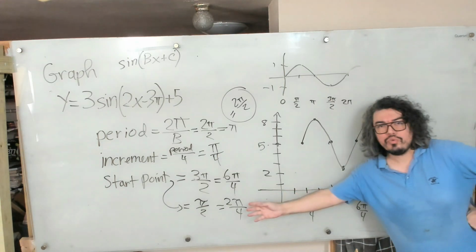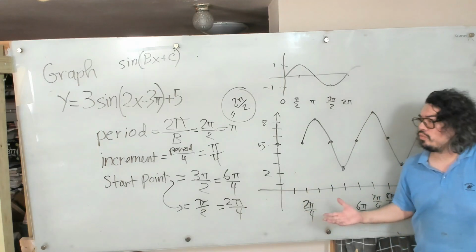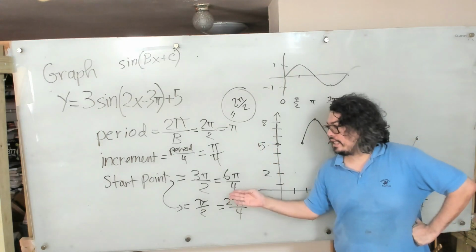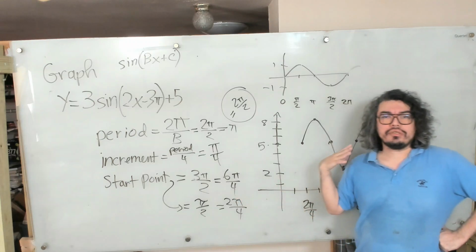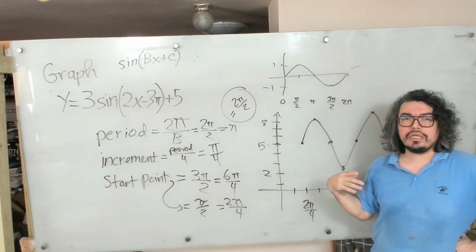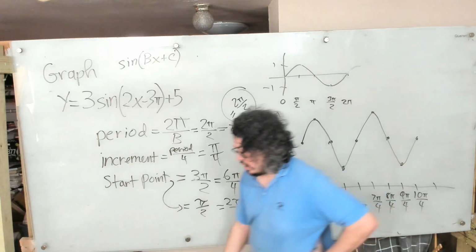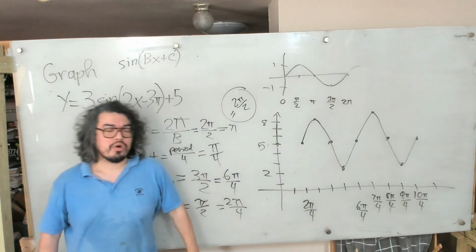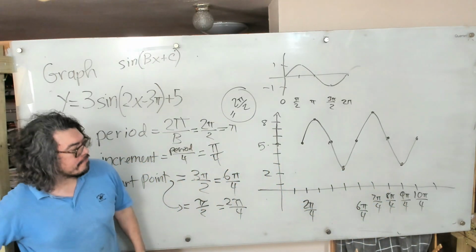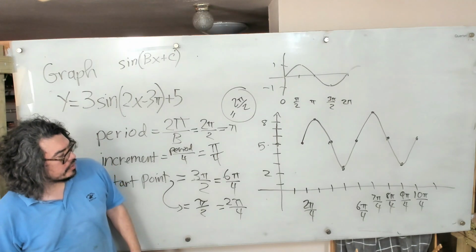So if we want to, knowing the period, we can take the start point we created and just add or subtract the period to find an alternate starting point to draw the graph. Okay.